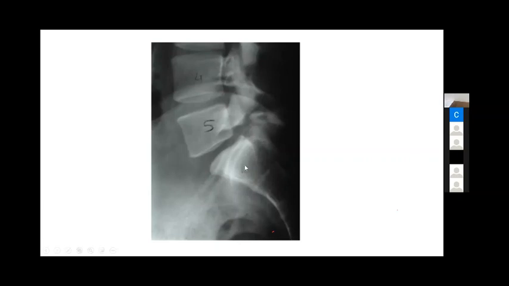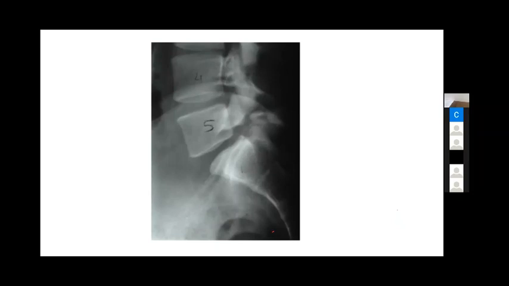And grading, do you know the name of the grading? There is the Wiltse, Newman, and Macnab classification. Yeah, that's the one which you said. That is the classification. Grading? Meyerding grading. Yeah.